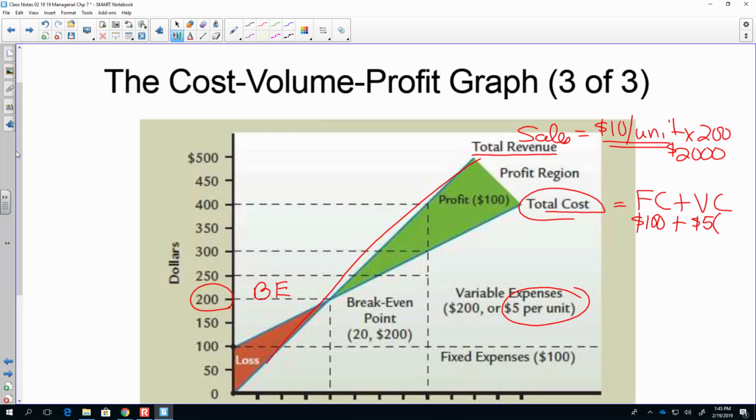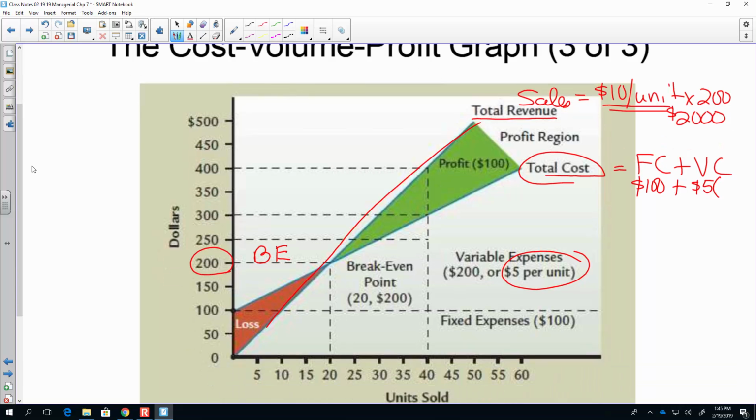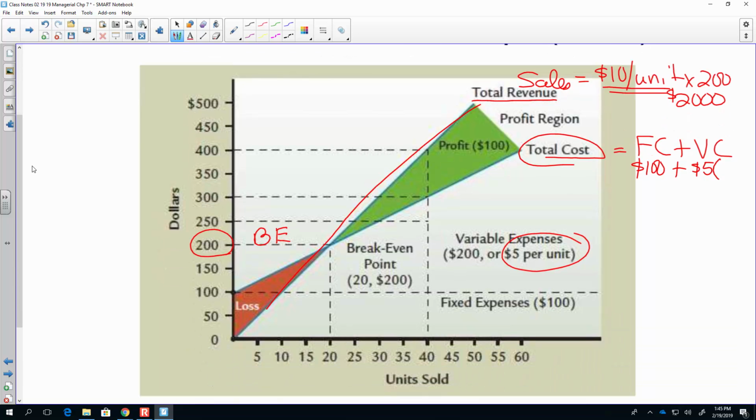Again, break-even point. Am I multiplying by 20 units? Yes. Otherwise my math was not coming out. 20 units, $200. 20 units times 5 is 100. So my total cost is 200. So at 20 units, my cost equals my revenue. So that's the definition of break even.